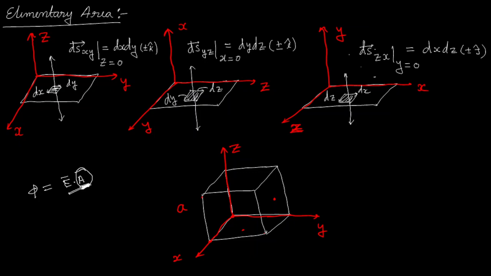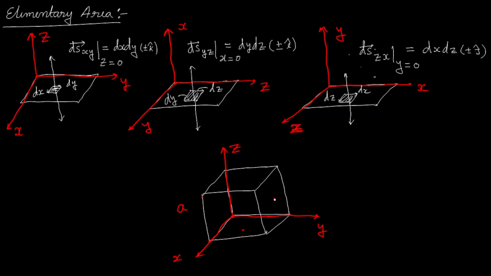And we also have to remember one more concept. If it is an open surface, then we can take the direction of the area vector either upward or downward. But if it is a closed surface, like a cubic surface, the surface actually encloses some volume. So in this case, to write the direction of the area vector, we have to draw a unit normal pointing out of the surface.